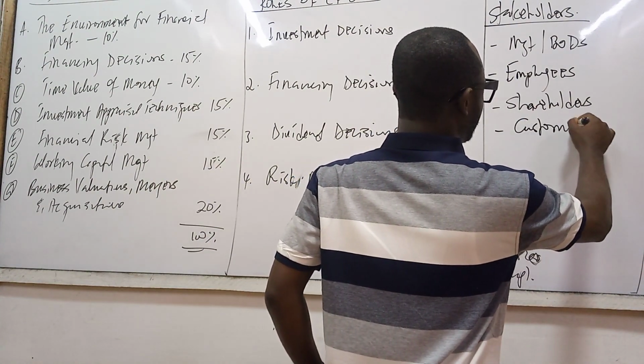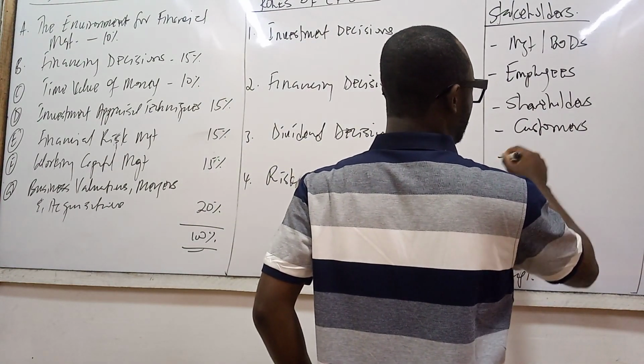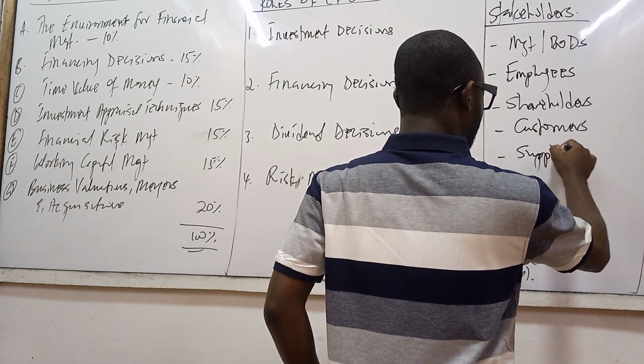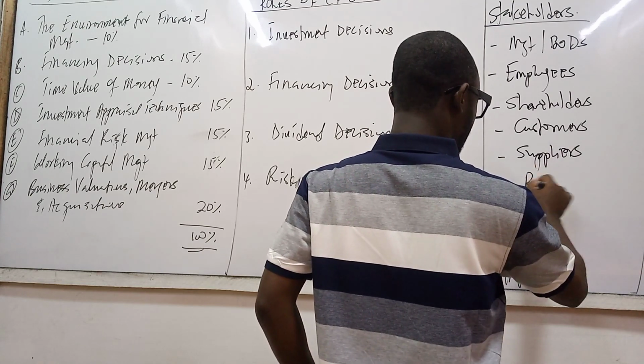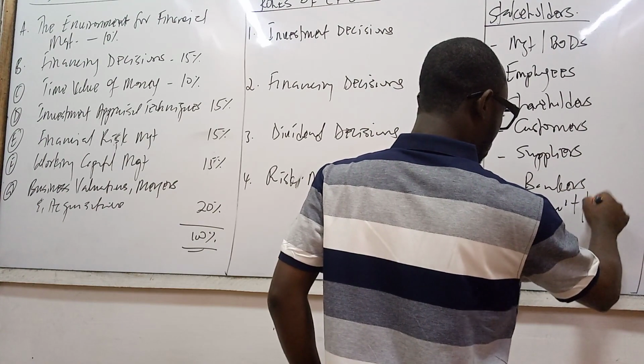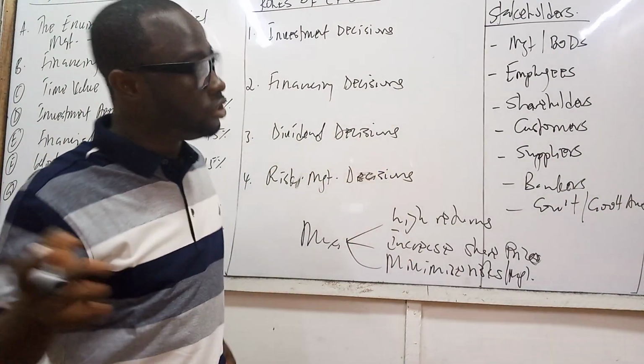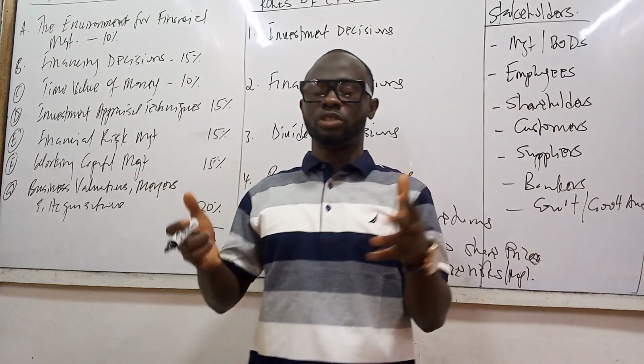And then number 4, we're going to be talking about the issue in relation to customers. Okay? Number 5, we're going to be talking about the issue in relation to suppliers, bankers, the government, or government authorities or institutions, and all of these things. So all these are stakeholders.